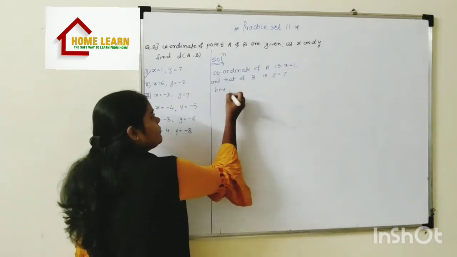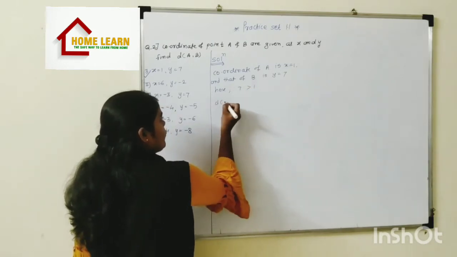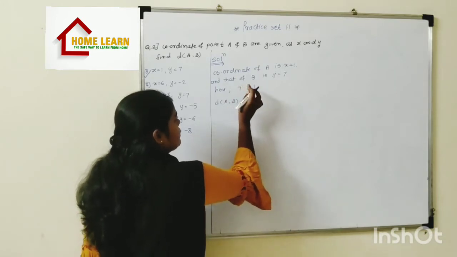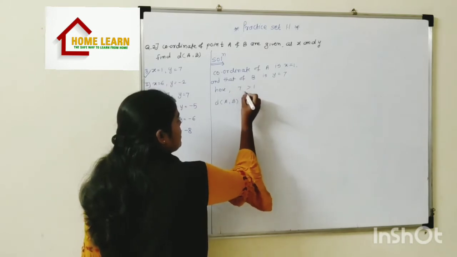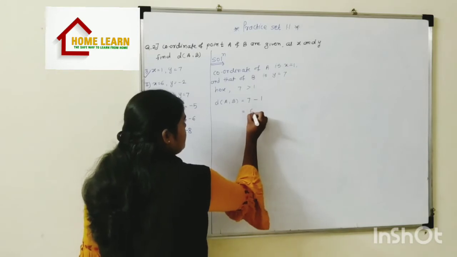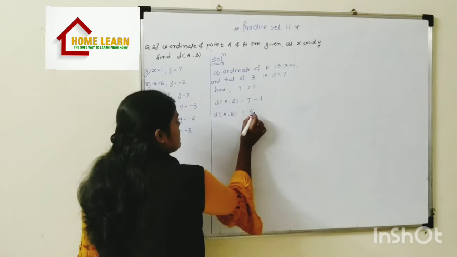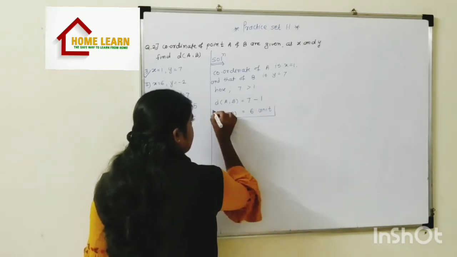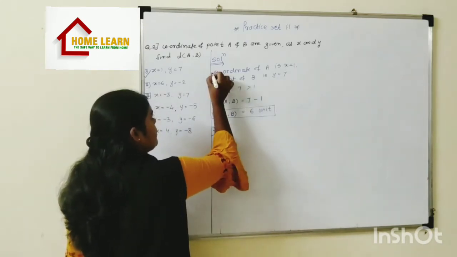Here 7 is greater than 1. So to find the distance between any two points, we have to subtract the smaller coordinate from the larger coordinate. So the larger coordinate 7 minus the smaller 1 is equal to 6. So right here, the distance between points A and B is 6 units. And bracket it. Now this is the solution of the first.